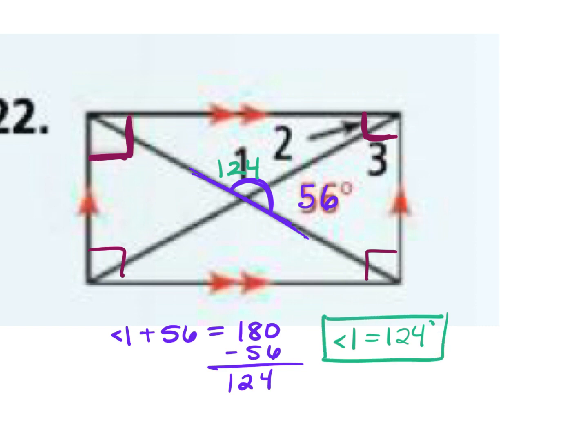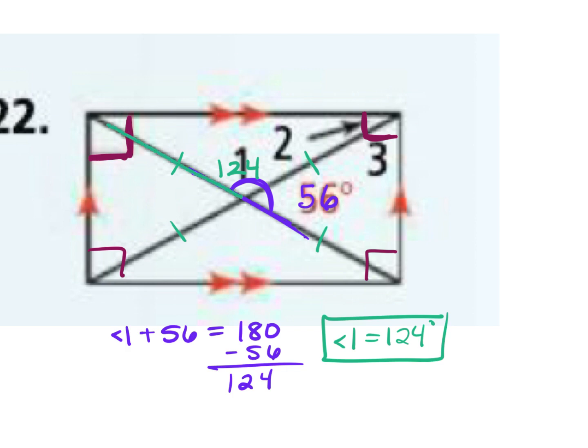Okay, so now here's where you have to do a little deeper thought. If this is a parallelogram, the diagonals bisect each other. If it's a rectangle, the diagonals are what? Congruent. So if diagonals bisect each other and they're congruent, that means all of these are the same.